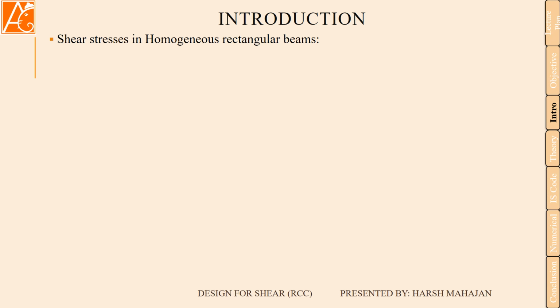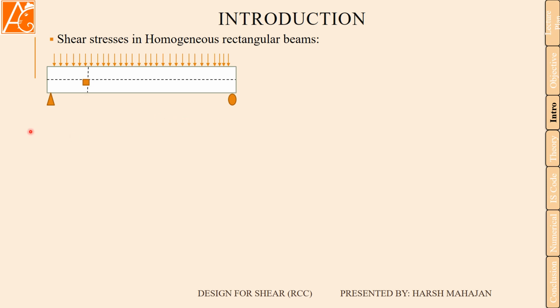So let us start with some introduction. Consider a homogeneous rectangular beam. So we are not talking about a composite beam like reinforced concrete. We are just talking about a homogeneous beam, for example, of steel or say timber. Now when we load it with a uniformly distributed load and it is simply supported at both ends, then shear and bending flexural stresses arise in the beam.